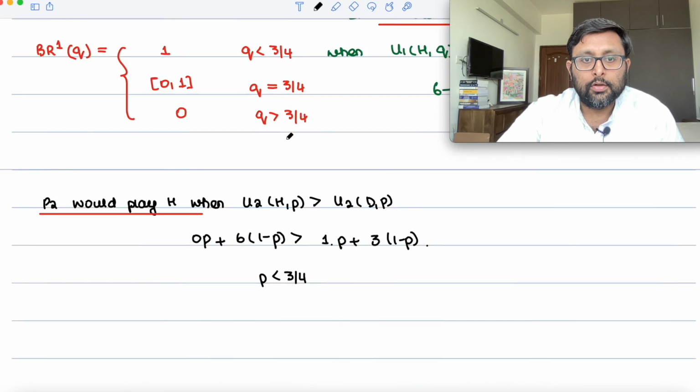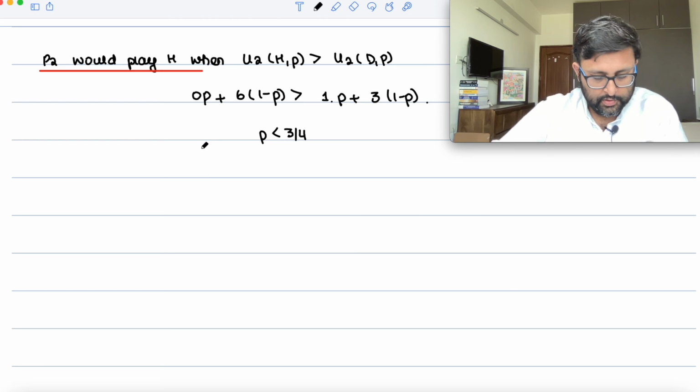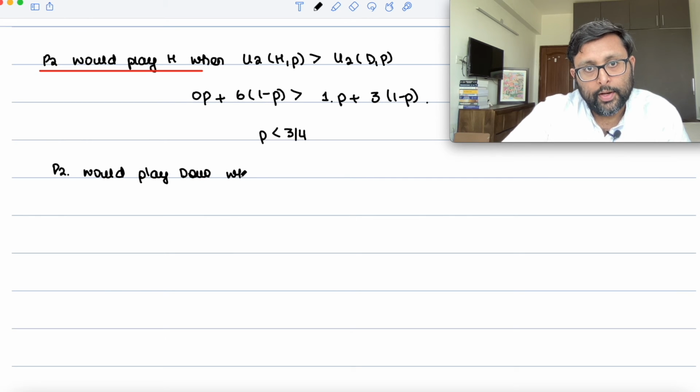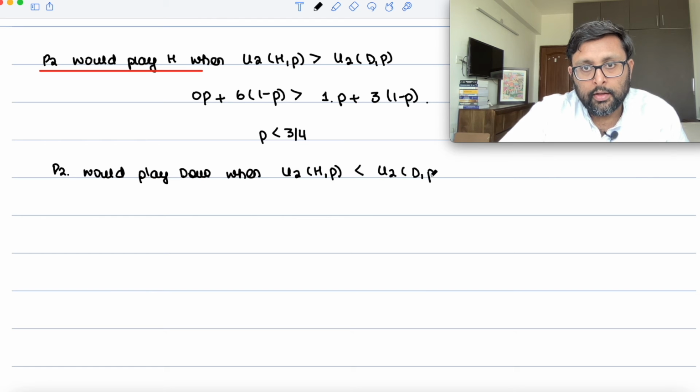And so please write this similarly. And how do you write this? Player 2 would play dove when the utility from playing hawk is less than the utility from playing dove. So what is that? Your 6 minus 6p less than 3 minus 2p, p greater than 3 by 4.